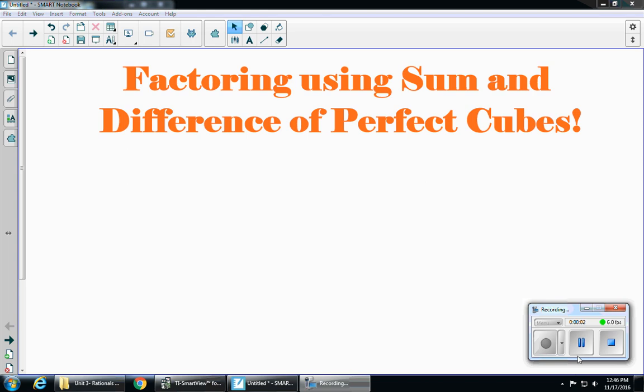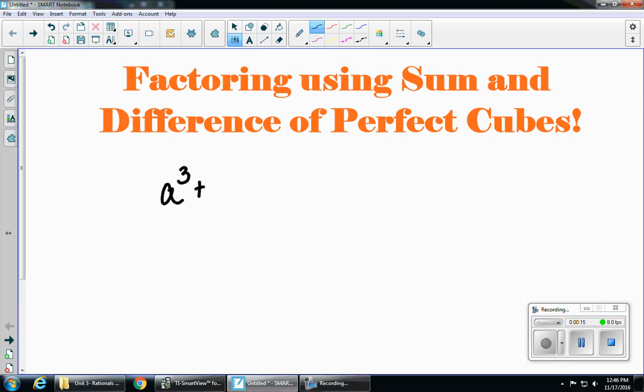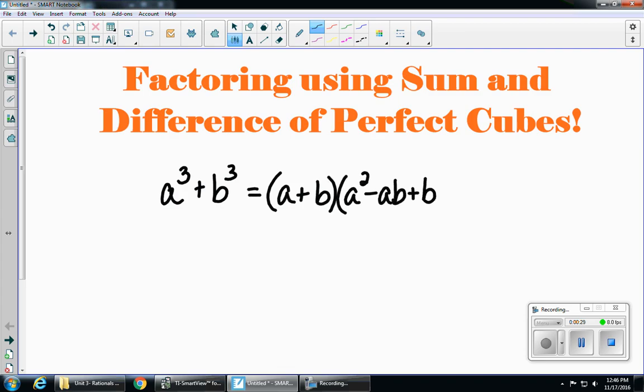This video is going to show you how to factor the sum and difference of perfect cubes. Just like factoring the difference of perfect squares, there's essentially a formula that you need to know. If I have a cubed plus b cubed, and I'm asked to factor this, this is considered the sum of perfect cubes. This factors to be a plus b times a squared minus ab plus b squared.